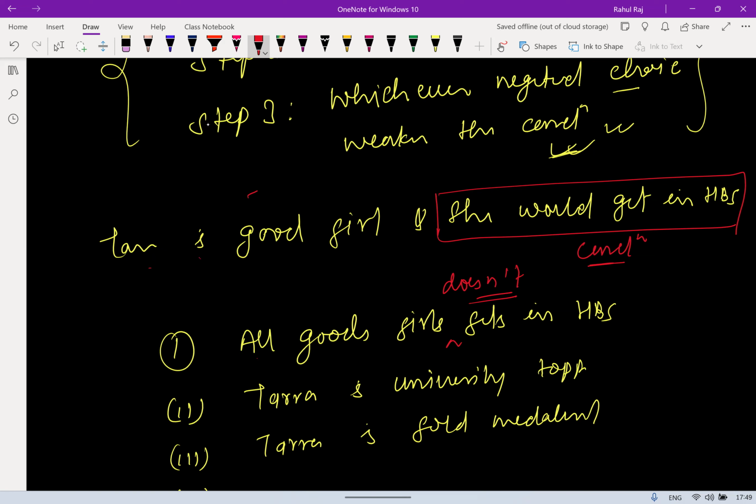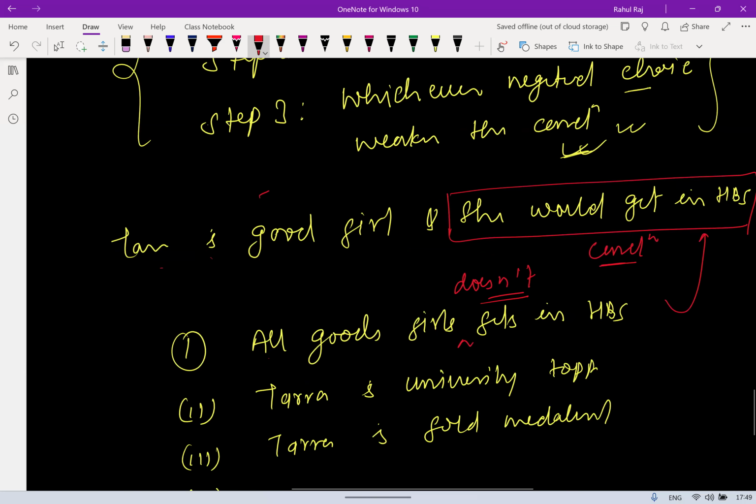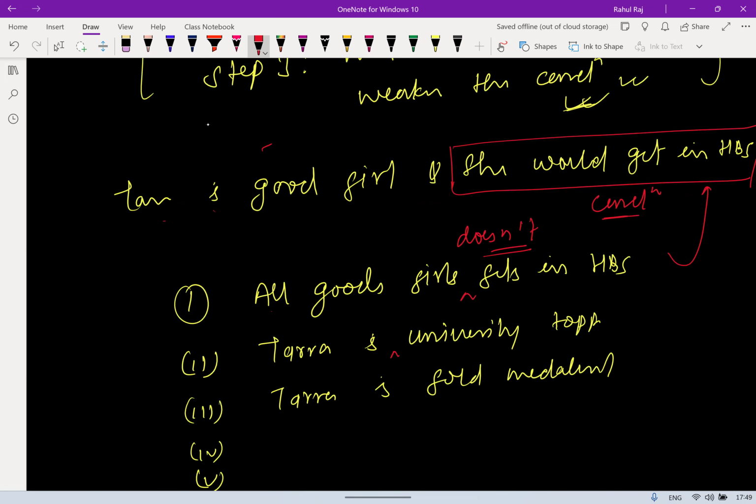When you say Tara is a good girl, she would get into Harvard, I'm negating this statement: all good girls do not get into Harvard. Am I straight away challenging the conclusion, how did Tara get into Harvard, right? Is that very clear? Yes. But imagine if I try to negate this statement, Tara is not a university topper. Do you really feel it has any bearing on the conclusion?